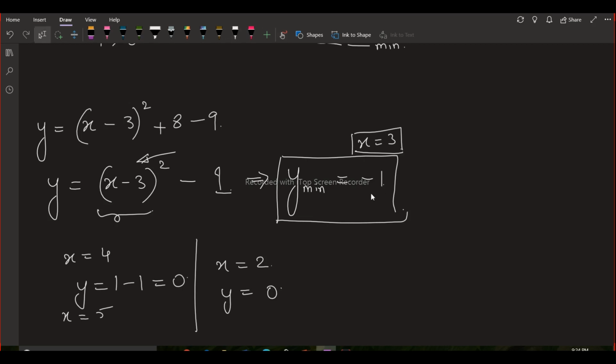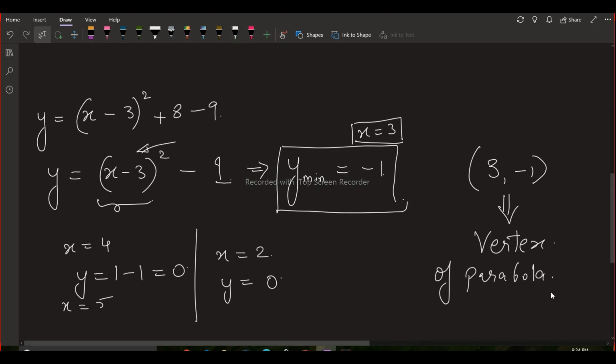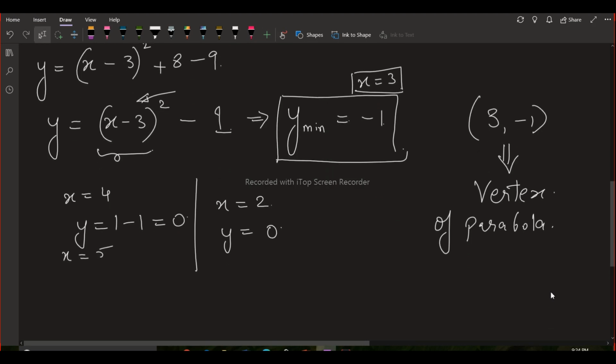So this point which we have got, that is 3 comma minus 1, is known as the vertex of the parabola. So now we know the minimum value. Now we need two other points to plot the graph.